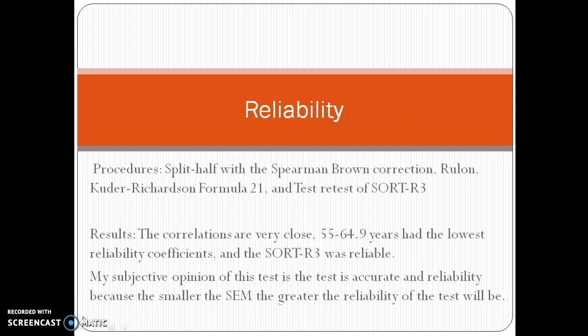The next slide is reliability. I found the procedures. There were 4 different tests in the manual that were used. The results for the correlations are very close. 55 to 64.9 years had the lowest reliability coefficients, and the SORT R3 was reliable. My subjective opinion of this test is that the test is accurate in the reliability because the smaller the standard error measure, the greater the reliability of the test will be.